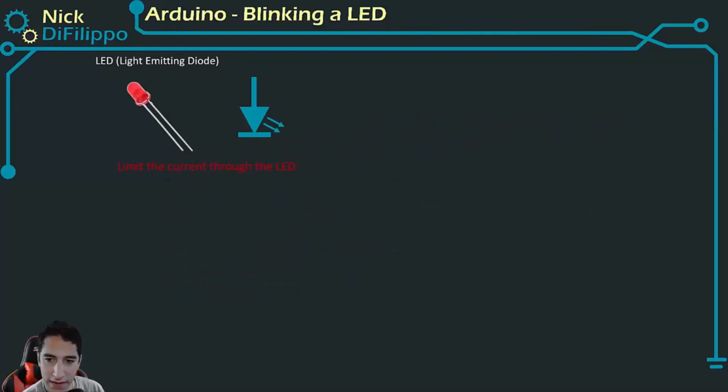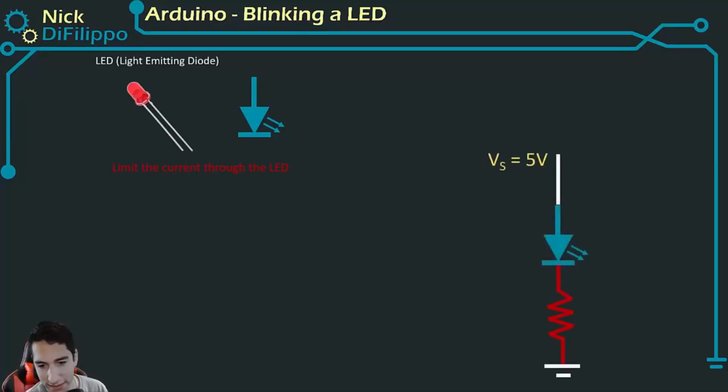So let's look at my example. I have an LED. I need to put a resistor on that LED to limit the current. So this is what I'm going to hook up. I'm going to have my 5 volt voltage source, which would be my LED pin, my Arduino pin. I'm going to have an LED. I'm going to have a resistor, and I'm going to connect it to ground.